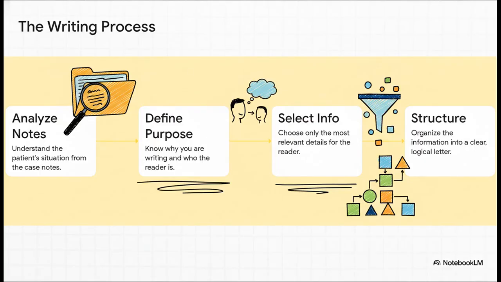So, to really nail this section, you need a system. It all starts with digging into those case notes to get a crystal clear picture of the patient's situation. Then, you've got to figure out, okay, who am I writing to and why? From there, you pick out only the super relevant details for that person, and finally, you put it all together into a clear, logical, well-structured letter.